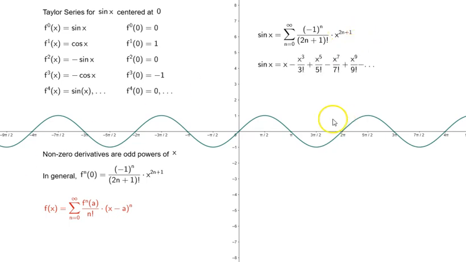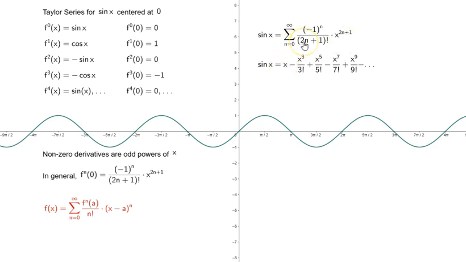Let's expand this. Sin x is equal to, let's take n as 0. So x to the power of 1. Here what happens? Minus 1 to the power of 0 is 1. 2 times 0 is 0 plus 1, 1. So 1 by 1 is 1. So we are left with only x.